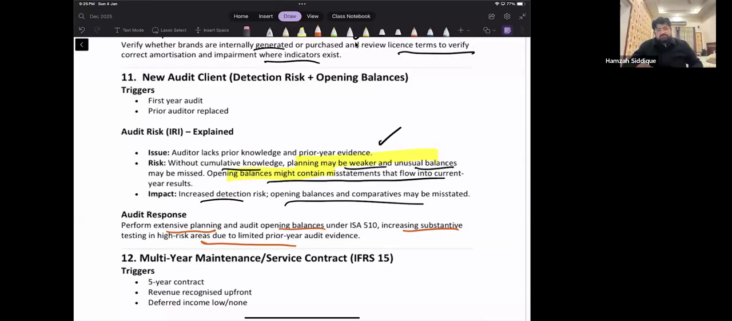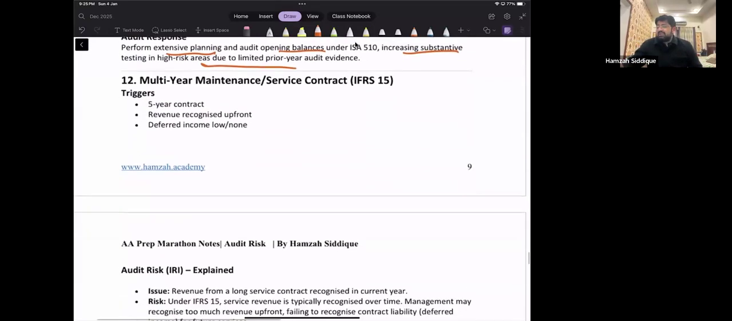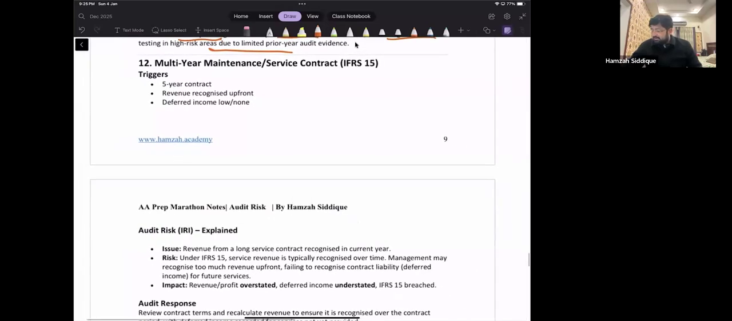That's also good. So multi-year maintenance contract. I think this is a repetition. We have already discussed it above. It is a repetition. Okay.